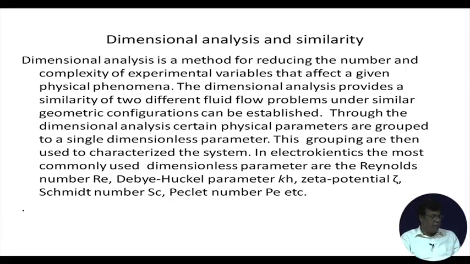Now, for example, in hydrodynamics, we have the well-known Reynolds number. Similarly, for electrokinetics, the most commonly used are the Reynolds number, Debye-Huckel parameter, zeta potential, Schmidt number, and Peclet number, etc. Through these parameter values, we can have a correspondence between two phenomena in a similar configuration. So, that is the importance of the dimensional analysis.